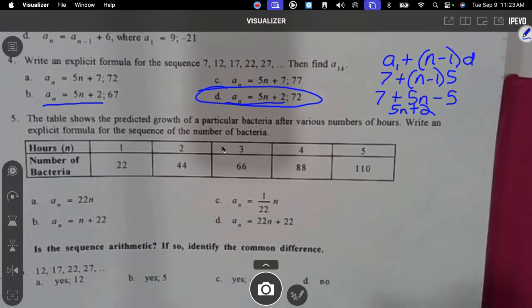Okay. Can I keep going? Where'd you get 14? Oh, they told me right here. Find the 14th term. It's a fancy way of writing the 14th term. Find a sub 14.